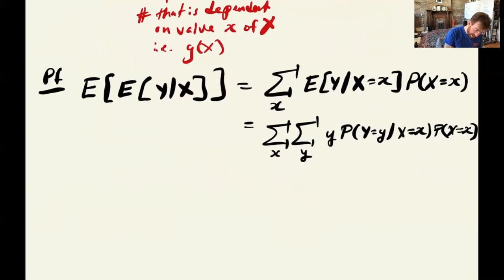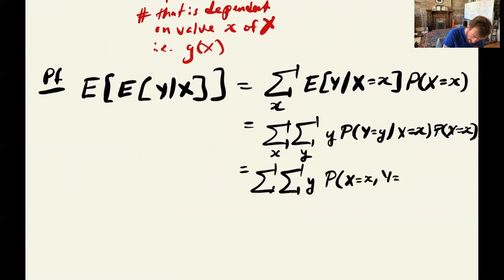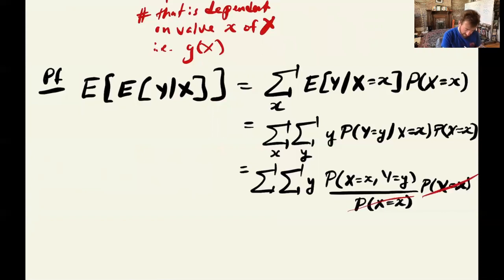Now, again, we can think of the definition of this in terms of an and, which looks something like this. We have y times the probability that x equals little x and y equals little y, divided by the probability that x equals little x, times the probability that x equals little x. And then, we see these factors go away.